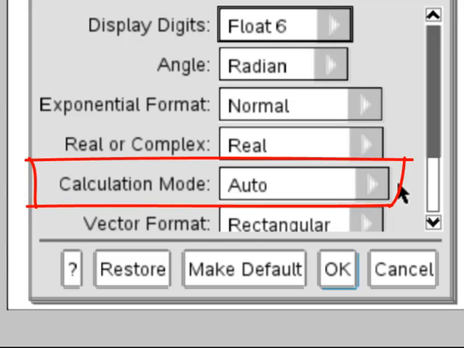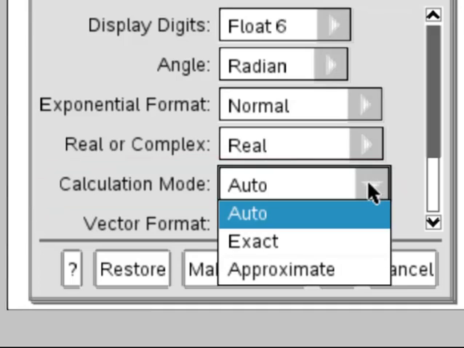What does auto mean? Auto means that if there are no decimal point number inputs, it will provide an exact answer, unless the exact answer is inconcise, in which case it will resort to a decimal approximation. If there are decimal number inputs, it will provide decimal number results. Okay, that's the auto mode.